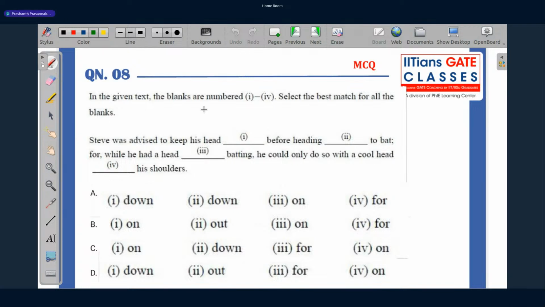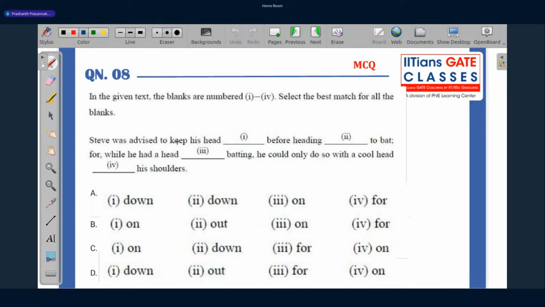So in the given text, the blanks are numbered 1 to 4. Select the best match for all the blanks. Steve was advised to keep his head dash before heading dash to bat, or while he had a head dash batting, he could only do so with a cool head dash his shoulders. So it is playing around with this word head. We just need to pick out the right one. Just try out the options and see which one makes sense.